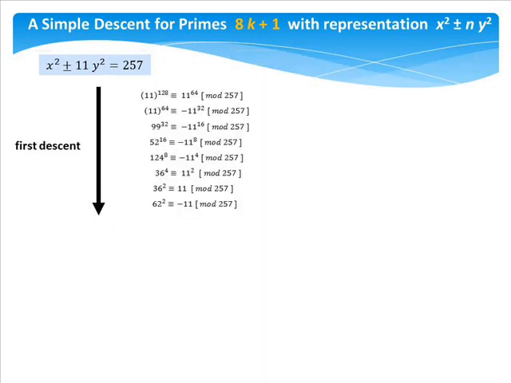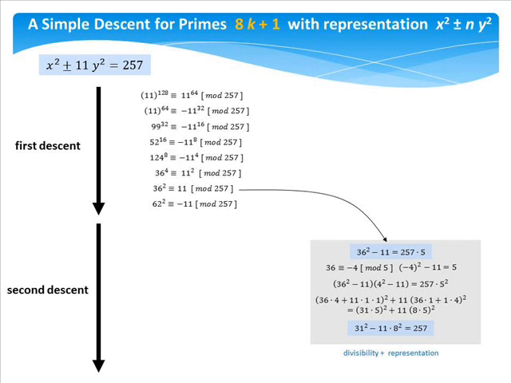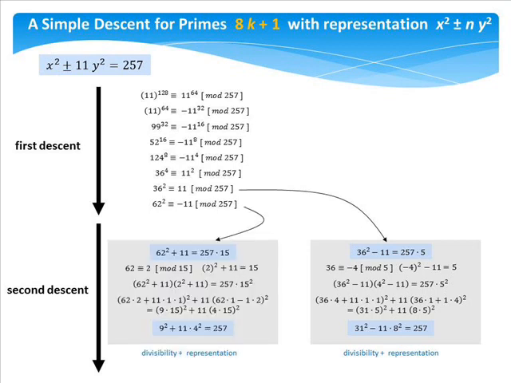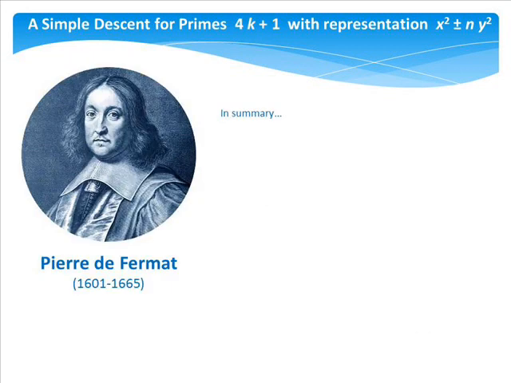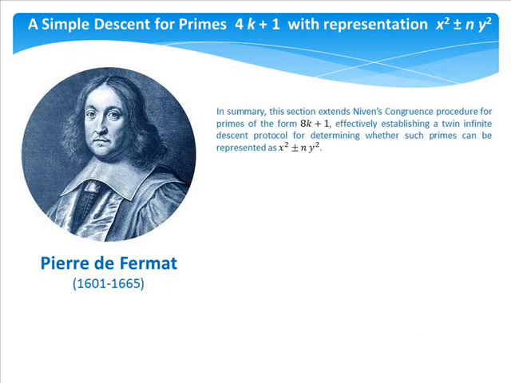To recap, these congruences form the basis of the first infinite descent. Applying the simple descent method introduces a second infinite descent. In summary, this section extends Neven's congruence procedure for primes of the form 8k plus 1, effectively establishing a twin infinite descent protocol for determining whether such primes can be represented as x squared plus minus n times y squared.